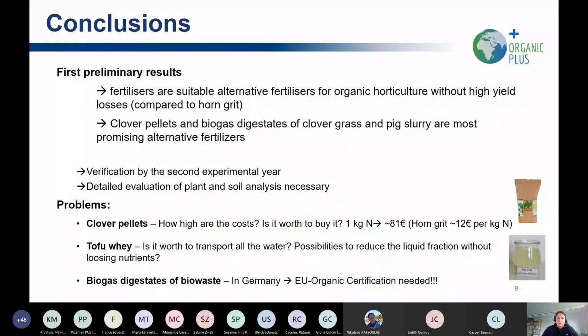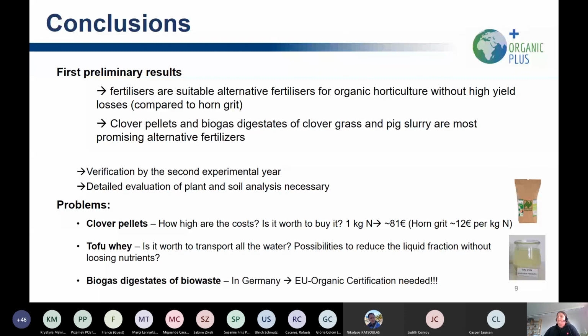Then there are some problems for us. For example, for the clover pellets, we have to buy them and the costs are quite high. And is it really worth to buy that? That's why I made a calculation for clover pellets for 1 kilogram N. You have to pay 81 euro in comparison to Horngrid, where you just pay 12 euros per kilogram nitrogen. So is it really worth to pay it? Or maybe if more farmers work with it, it gets a little bit cheaper.